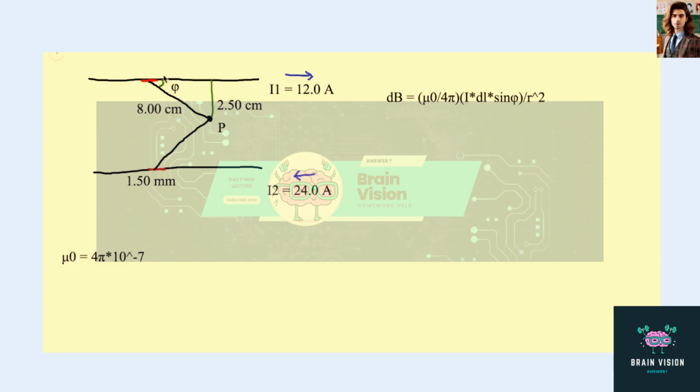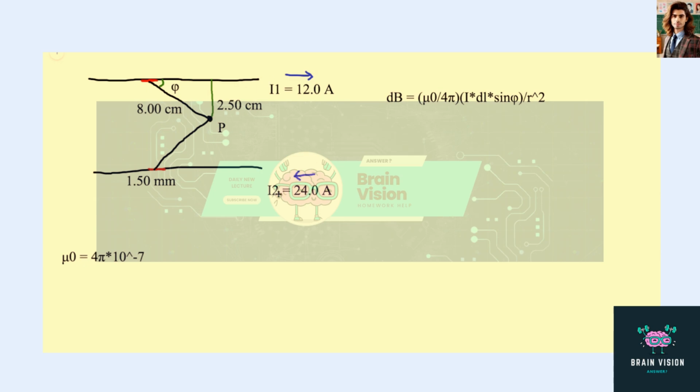So looking at the top wire here, we see that the current is pointing to the right. And so using the right-hand rule, if we point our thumb in the direction of the current, then our fingers are going to curl into the page at point P. So the magnetic field is pointing into the page from this top current.